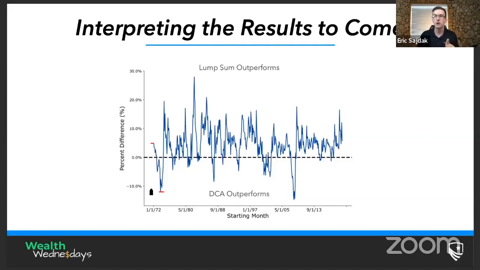All we're doing with each additional data point is shifting by one month. So the next month we're looking at February of 1972 until February of 1973 and so on. It's a 12-month rolling period here, and we're looking through all of these rolling periods. Again, we're looking at the percentage difference, the outperformance of lump sum versus dollar cost averaging.